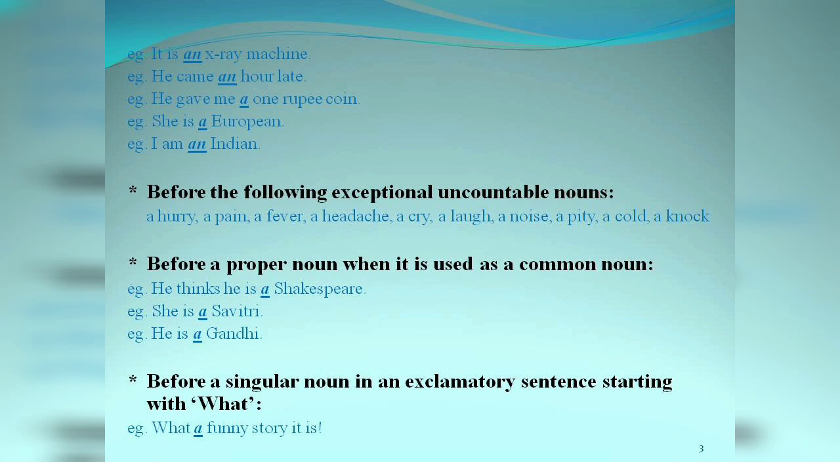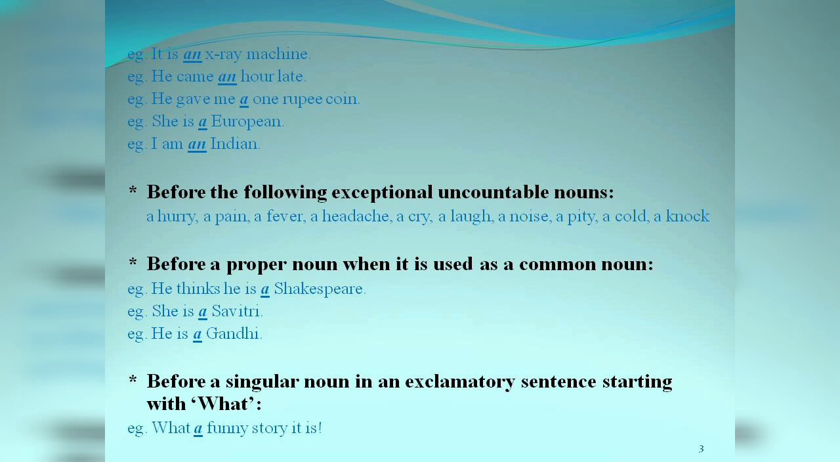Next rule, the fourth rule says: before a singular noun in an exclamatory sentence starting with what. If an exclamatory sentence starts with what, then we have to see whether the noun is singular or plural or uncountable. If the noun is singular in such an exclamatory sentence, we must use a or an suitably before it. But if the noun is plural or uncountable, don't use any article. You have to just put the sign of cross before it. Like, what dash funny story it is.